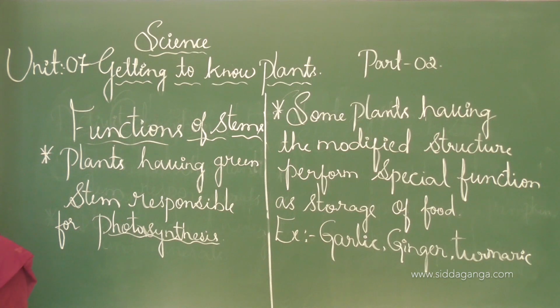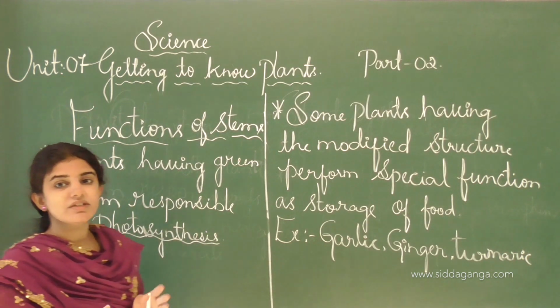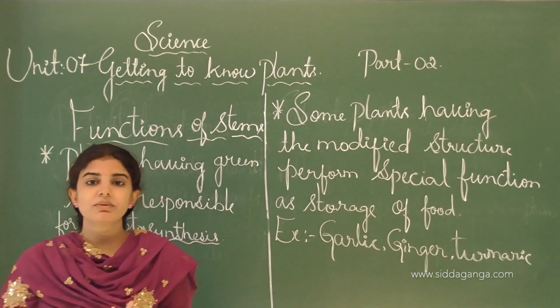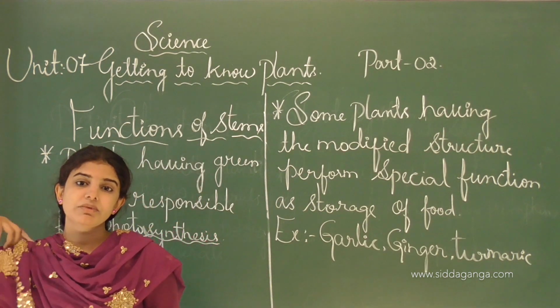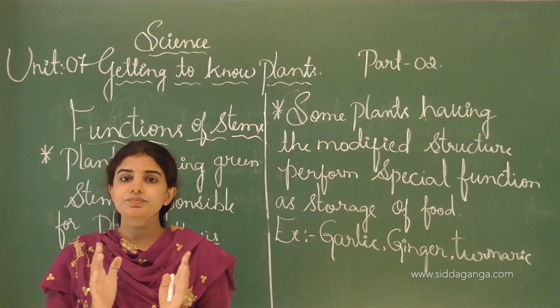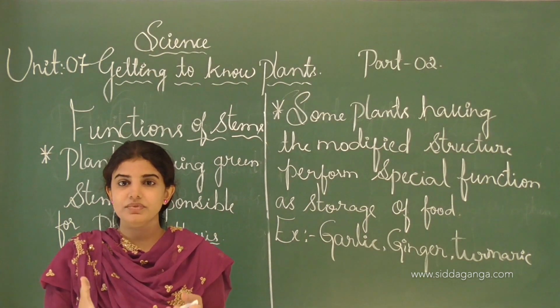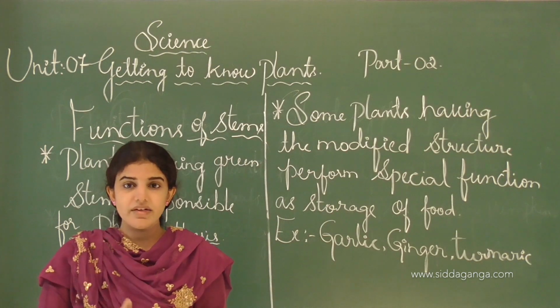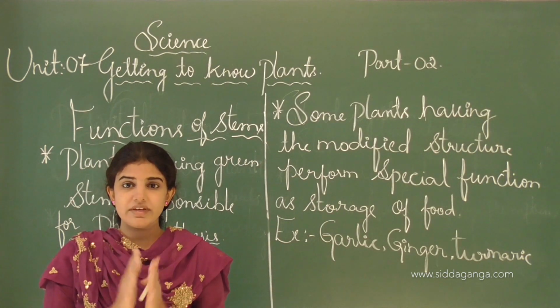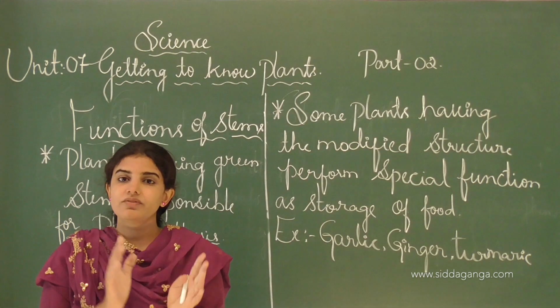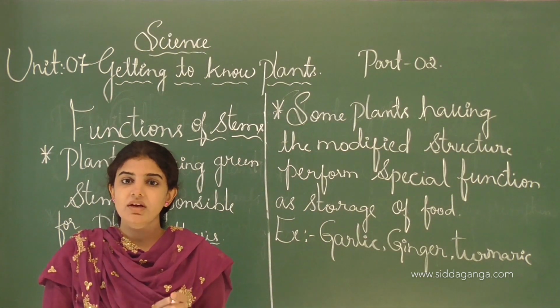See, when we consider the shoot system, it has some different parts. For example, the stem, in which we have learnt that according to the height of the stem, categorization takes place. For example, herbs, shrubs and the trees.